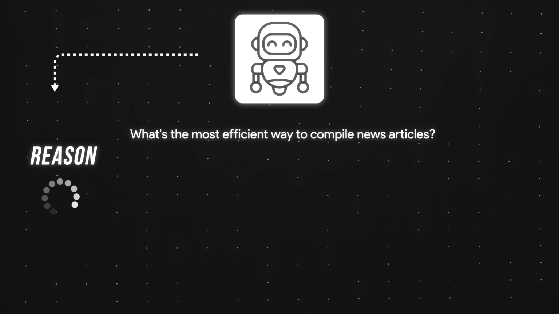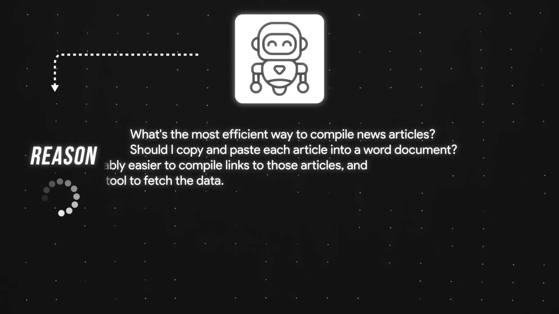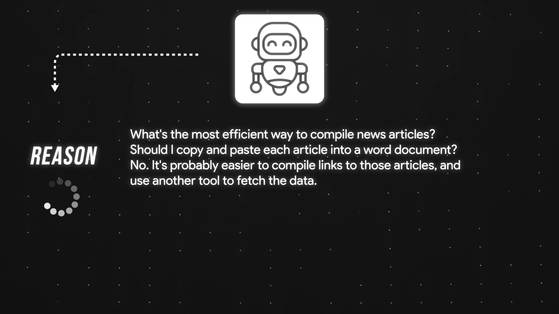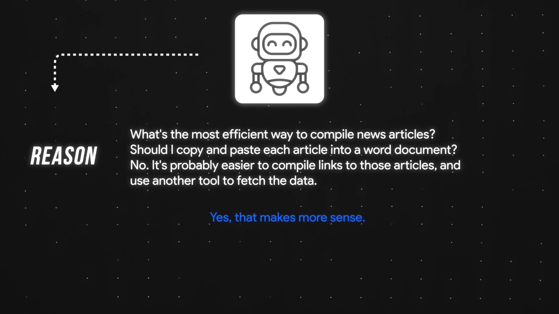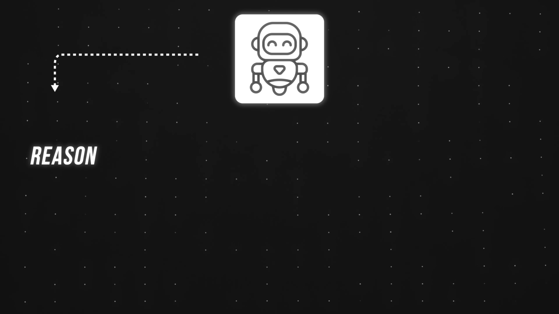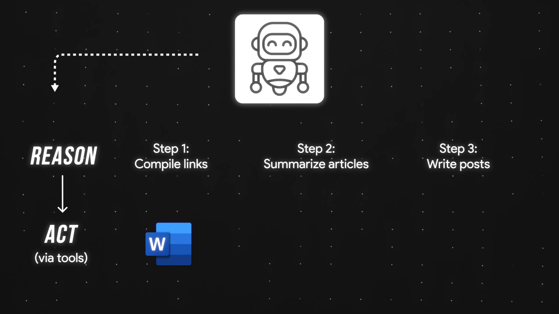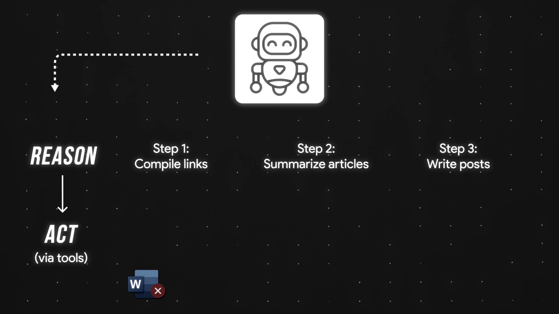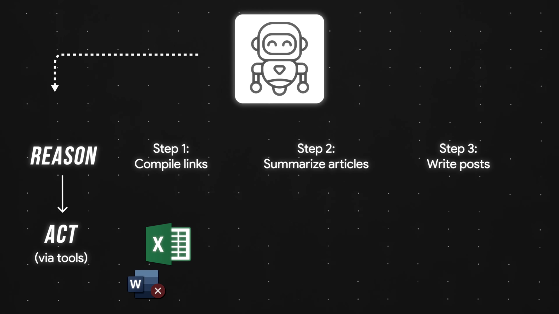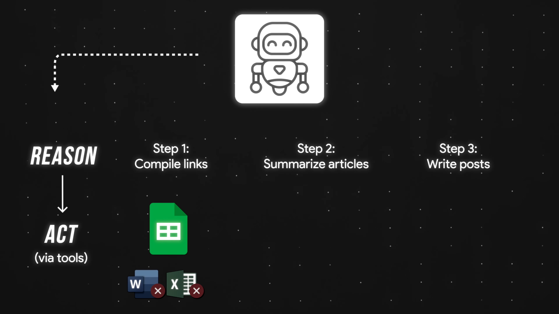What's the most efficient way to compile these news articles? Should I copy and paste each article into a Word document? No, it's probably easier to compile links to those articles and then use another tool to fetch the data. Yes, that makes more sense. The AI agent must act, aka do things via tools. Should I use Microsoft Word to compile links? No, inserting links directly into rows is way more efficient. What about Excel? No, the user has already connected their Google account with Make.com, so Google Sheets is a better option.